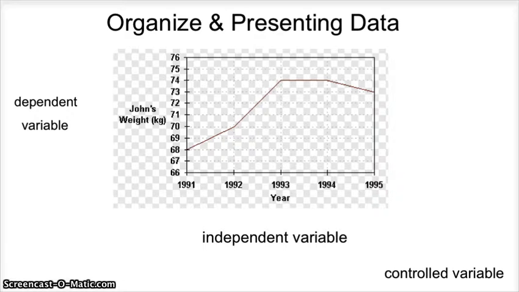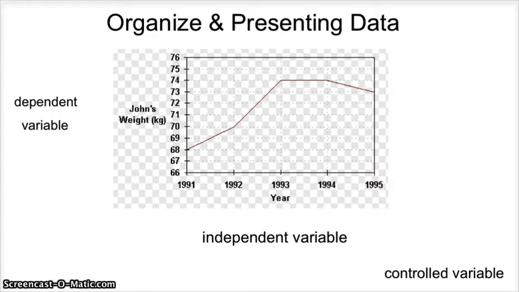So line graphs usually show the independent variable on the x-axis and the dependent variable on the y-axis. A person who never saw this experiment that would have a controlled variable with John should be able to look at the graph and the chart and see what went on there.